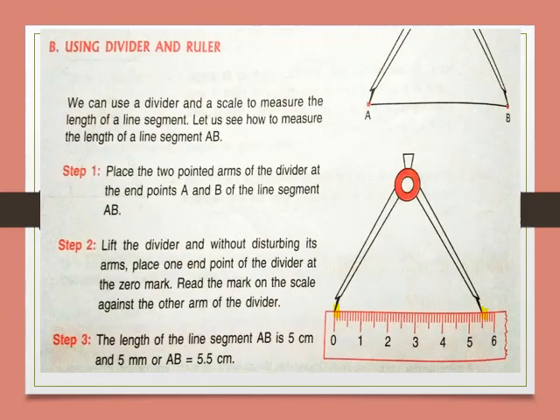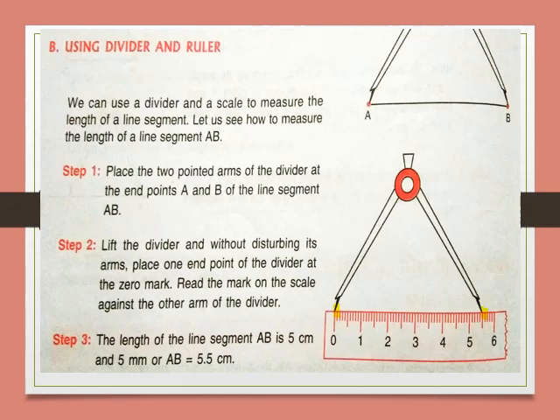See here, using divider and ruler. We can use a divider and a scale to measure the length of a line segment. So first we saw how to use the ruler directly, and now divider and ruler. Let us see how to measure the length of a line segment. Place the two pointed arms of the divider at the end points A and B. See the first figure, the two end points are at A and B.